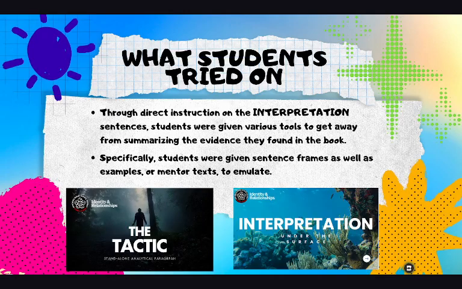So we tried a couple of things on. The first thing, through direct instruction on the interpretation sentence, students were given various tools to get away from summarizing the evidence they found in the book.